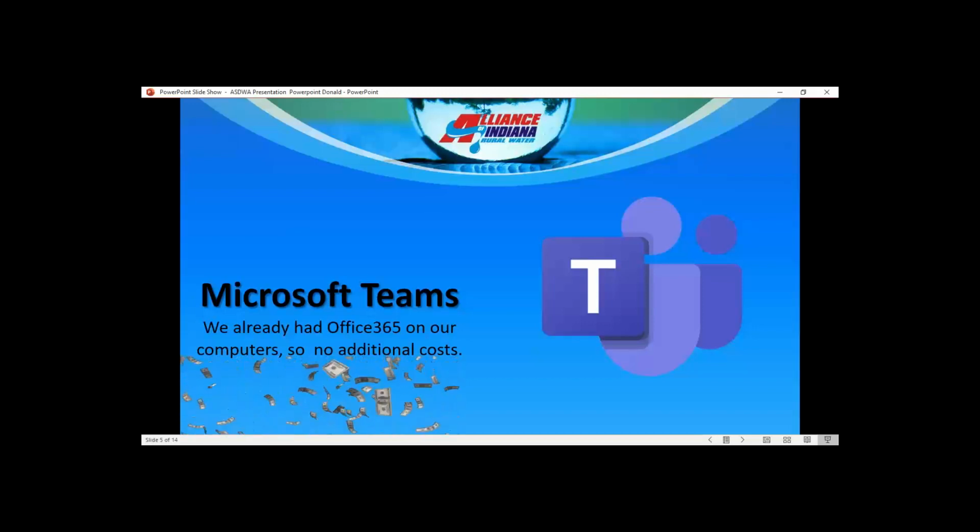Our solution was Microsoft Teams. This is our plug for Microsoft Teams. We already had Office 365 on our computers. Our training coordinator discovered that the package that we had also included Teams. We toyed around with it until we figured out how to adapt it to fit our needs at no additional cost, which is money in the bank.